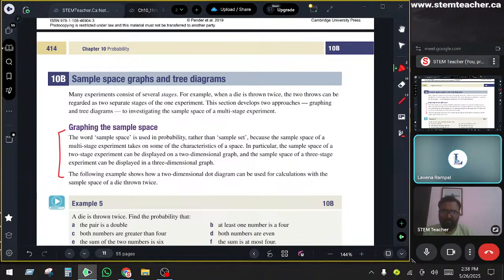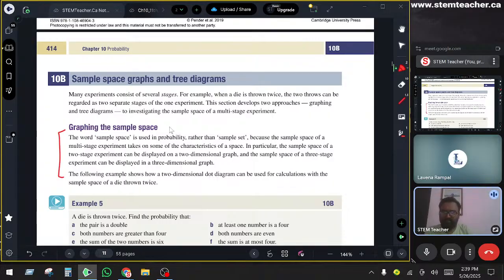Okay. So a two-stage experiment can be displayed in two dimensions, and a three-stage experiment in three dimensions. The word sample space is used in probability rather than sample set because the sample space of a multi-stage experiment takes on some of the characteristics of a space.